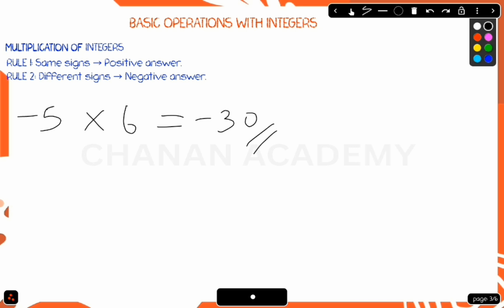Let's say the question is giving us 5 multiplied by negative 6. The result is still negative 30, using the rule. Alright, let's move to the next one.